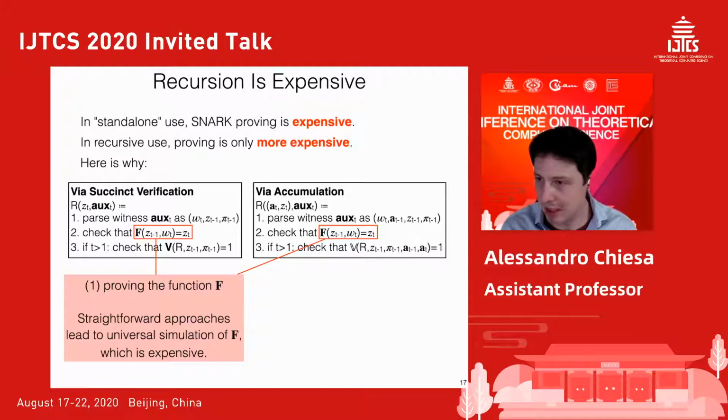So you want to try to avoid that, because remember, f is inside the description of R, and R has to have itself described inside it, right? So how does R access f inside itself? Straightforward approaches mean that you're going to end up basically employing a universal machine to simulate this, basically parse the description of f and execute it through a simulator. That would be very, very expensive.